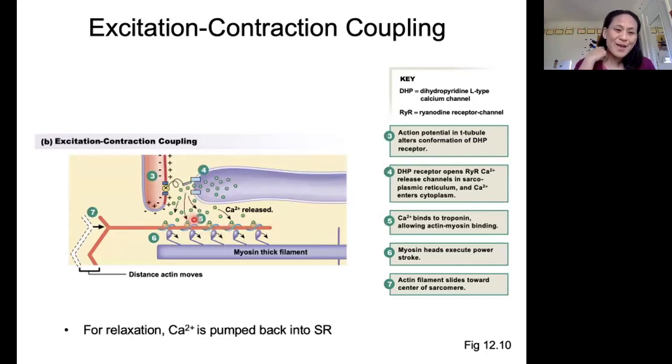Last thing that I want to mention here. In order for the muscle to relax, we need to kind of erase all of these signals, right? So after we get this signal, calcium will eventually be pumped back into the SR, the sarcoplasmic reticulum.